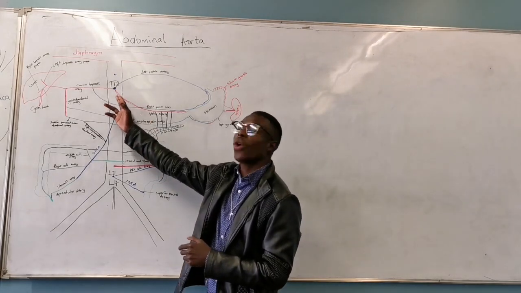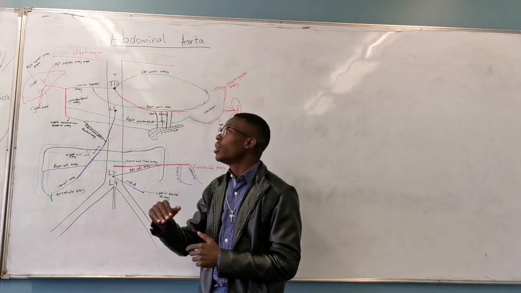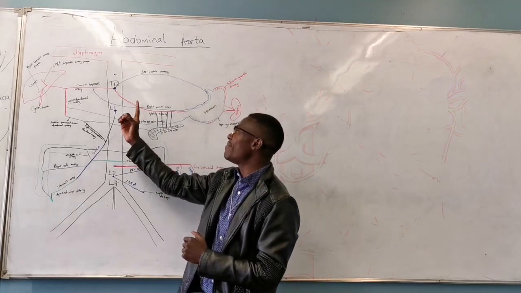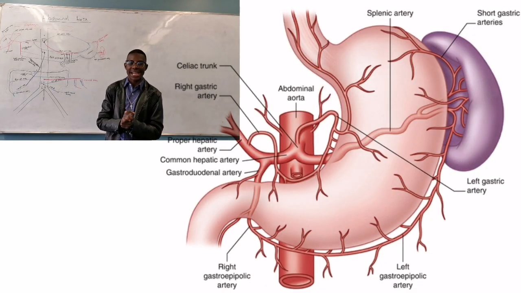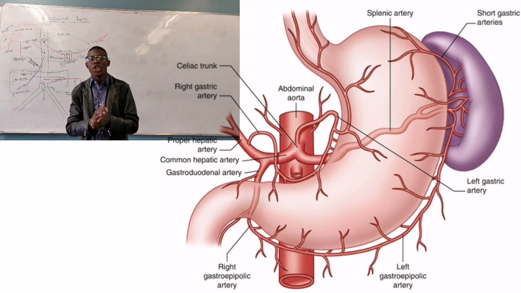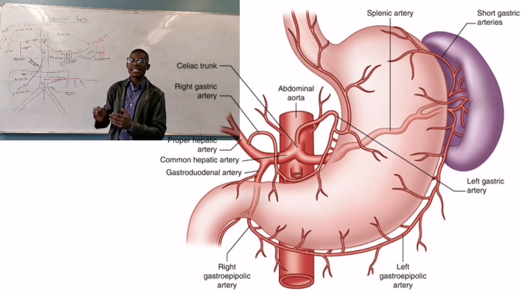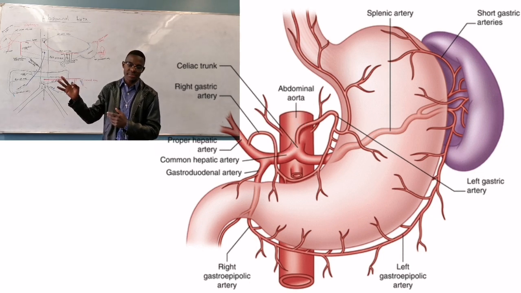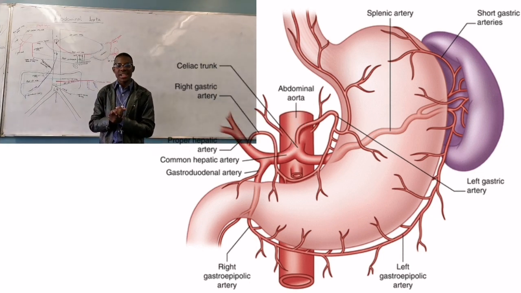So at T12, just inferior to the aortic hiatus, we are going to have what we call a celiac trunk. Celiac trunk. So the celiac trunk is going to give us three branches. It's going to give us the splenic artery, common hepatic artery, as well as the left gastric artery. Let's go with the left gastric artery.